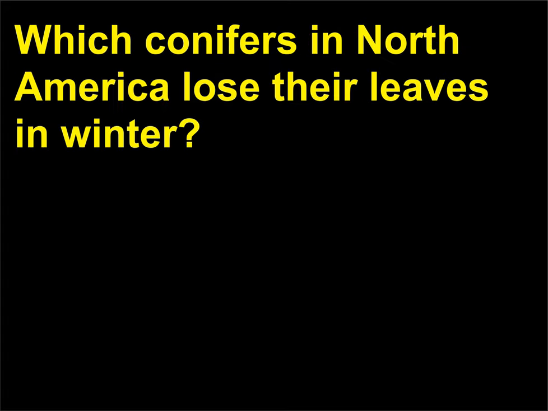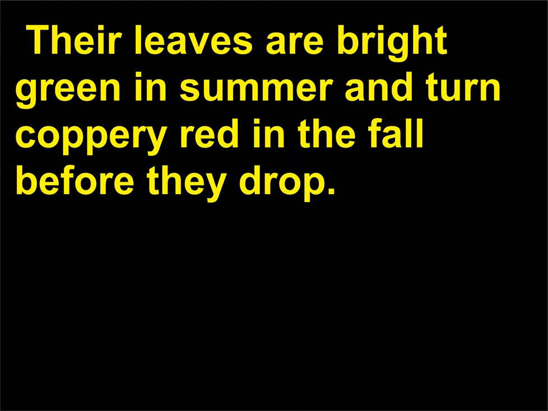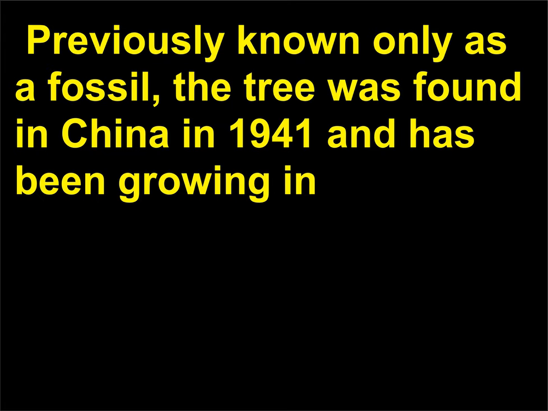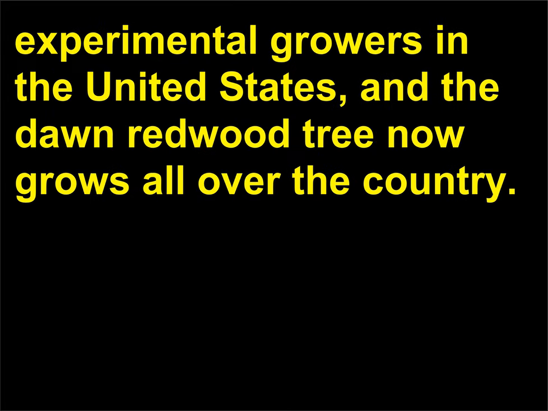Which conifers in North America lose their leaves in winter? Dawn redwood trees, Metasequoia, are deciduous. Their leaves are bright green in summer and turn coppery red in the fall before they drop. Previously known only as a fossil, the tree was found in China in 1941 and has been growing in the United States since the 1940s. The U.S. Department of Agriculture distributed seeds to experimental growers in the United States, and the dawn redwood tree now grows all over the country.